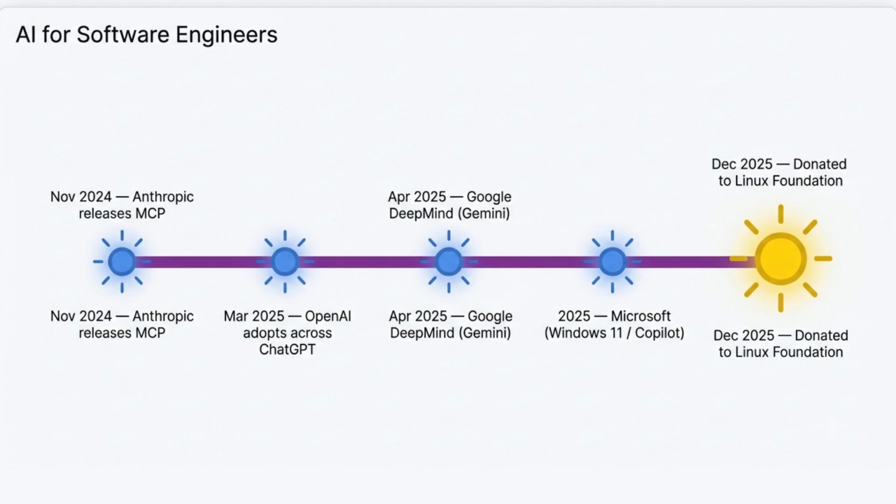And by December of 2025, something happened that almost never happens in the industry. Anthropic actually donated MCP to the Linux Foundation, creating something called the Agentic AI Foundation, with OpenAI, Block, Google, Microsoft, AWS, and Bloomberg all standing behind it as members.